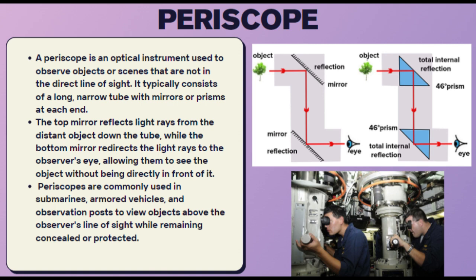Periscopes are commonly associated with submarines, where they allow crew members to see above the waterline without exposing themselves to potential danger. By using a periscope, submarine operators can maintain situational awareness, navigate safely, and monitor the surrounding environment while remaining concealed underwater. Periscopes are also used in various other applications, including military vehicles, armored vehicles, and observation posts, where they provide a means of observing without exposing personnel to enemy fire or hazardous conditions.